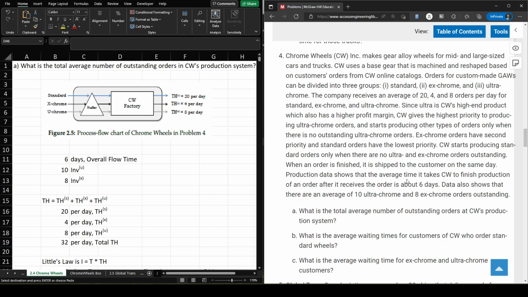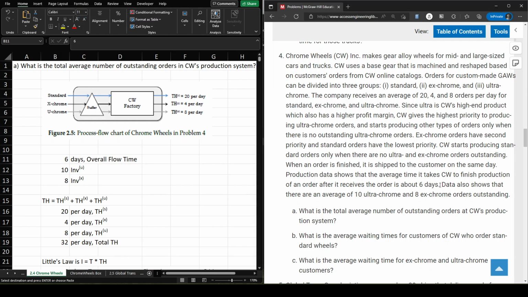Okay, so we're going to put these pieces of information into an Excel. And the questions that we're trying to solve include: what is the total average number of outstanding orders in the production system, and also what are the average waiting times for customers who order standard, X Chrome, and Ultra Chrome? So we know that the overall flow time is 6 days.